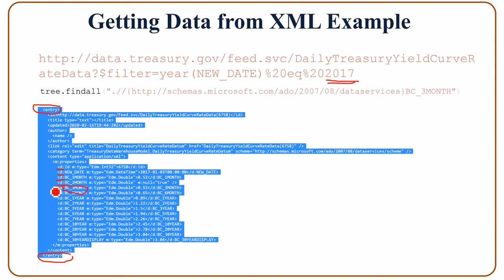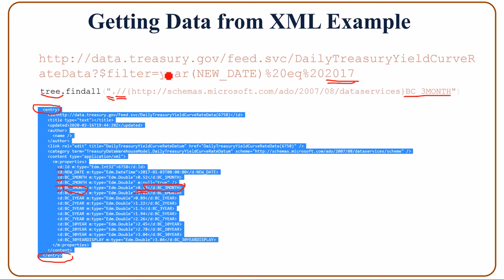We can see we have the start tag and the end tag, and we also have the value, which is 0.53. Once we have a tree structure, we can use XPath in order to query data. So we query for BC 3 months elements, no matter where they are in the current node.